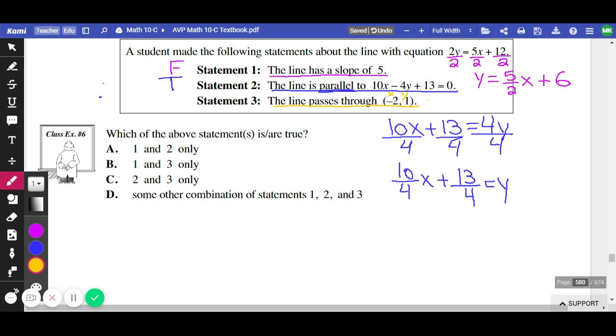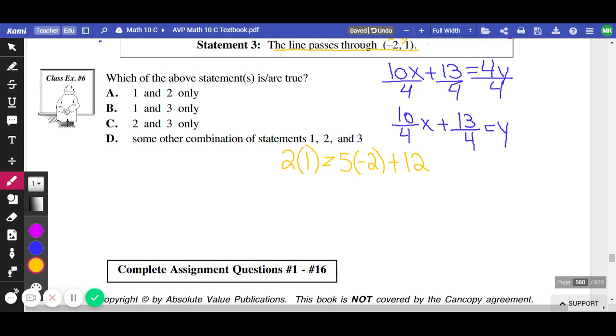into the equation. So I now have 2 times 1 equals 5 times -2 plus 12. So I took x, took y, I put those values in. I'm just going to scroll down a little bit. I know I'm going to lose my top, but that's okay. You'll be able to see what's going on.